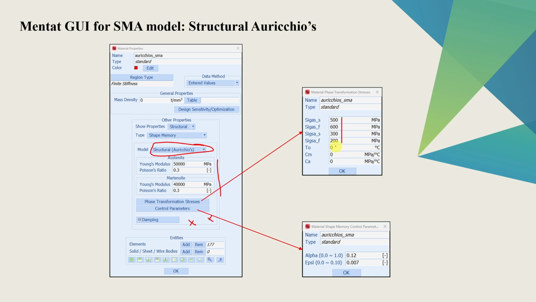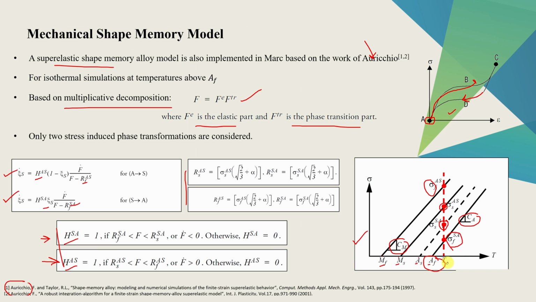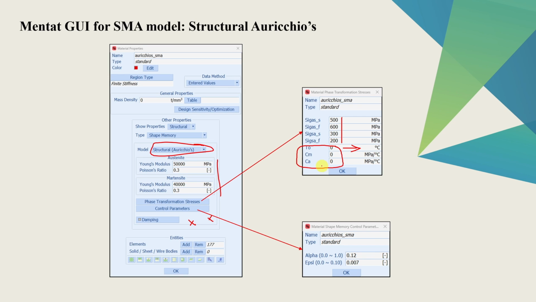Now I know you are wondering why we have to define this T0, Cm and Ca as well in addition to these 4 values. This is because you can define these values at a particular temperature, let's say at 0 degrees, and then you can perform isothermal simulations at different temperatures. What that means is here you are defining it at this T0 temperature, but then you can perform loading over here as well. In that case, these stress values will change according to the slope. But if you measure the stress values at the exact same temperature for which you want to do the simulation, then of course these values don't matter.